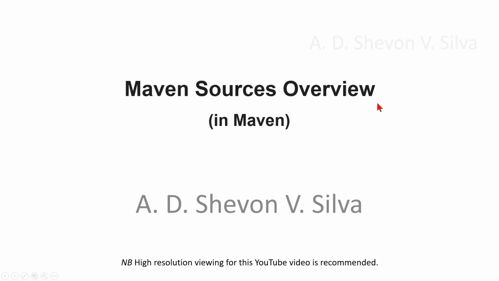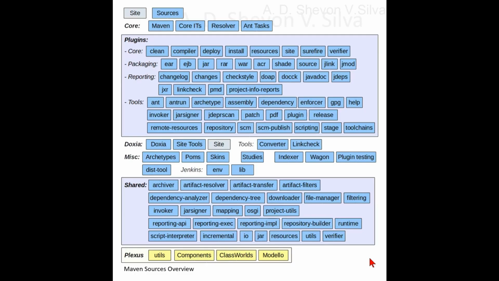Maven sources overview in Maven. Here you can see a Maven sources overview. Each component has its own Jira project or component for issue tracking.